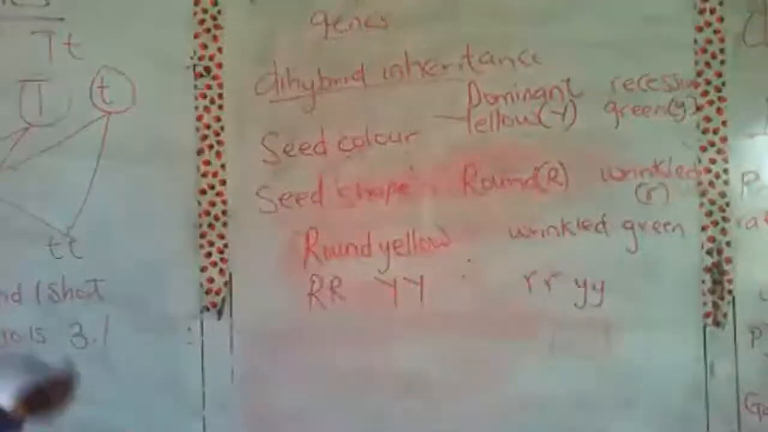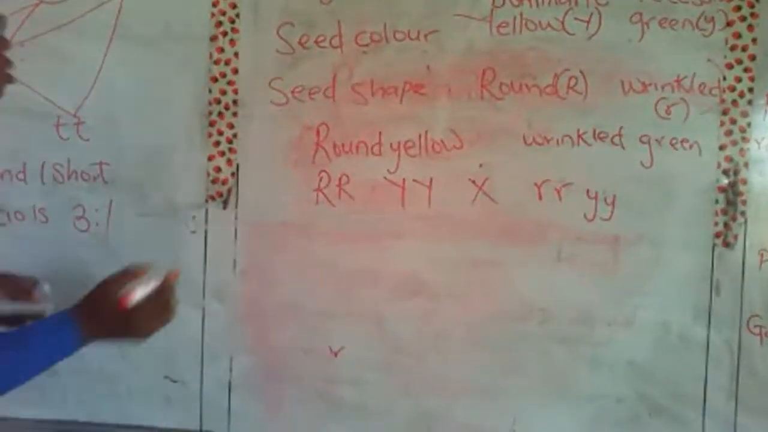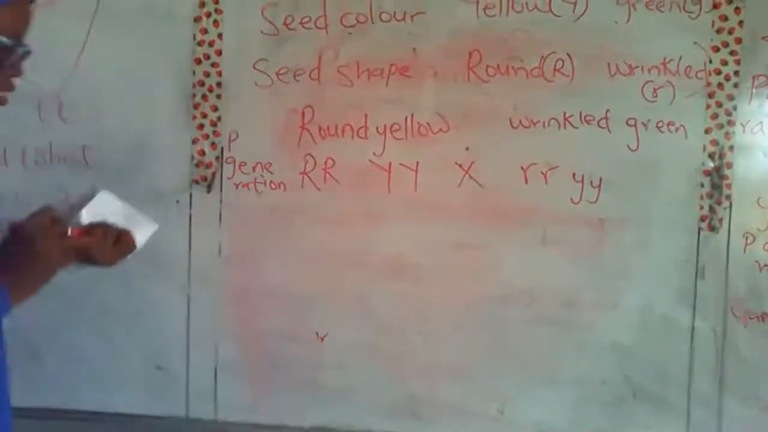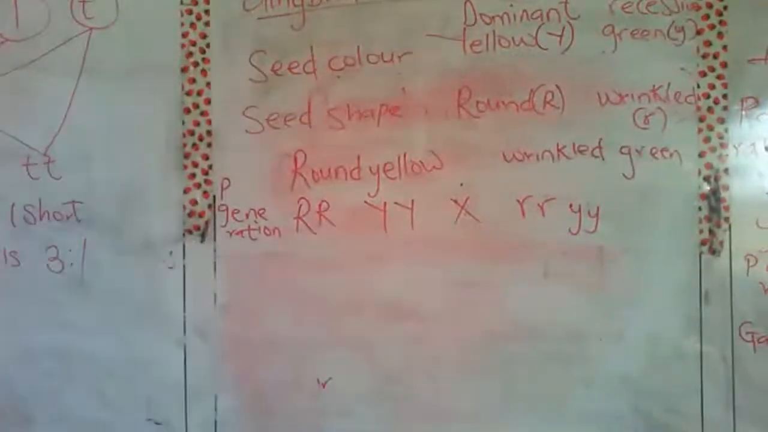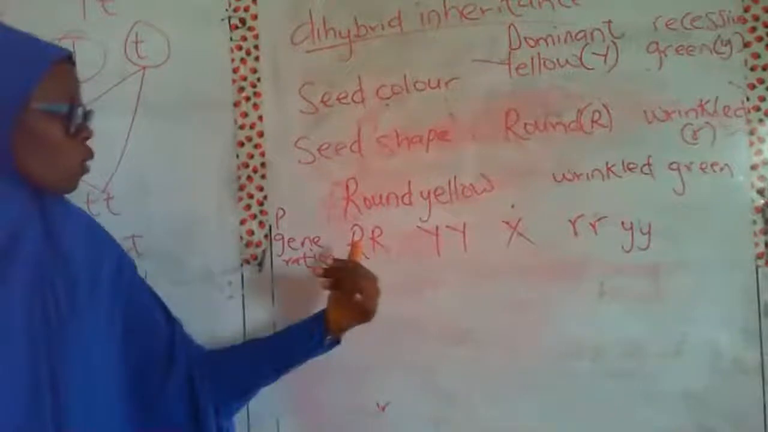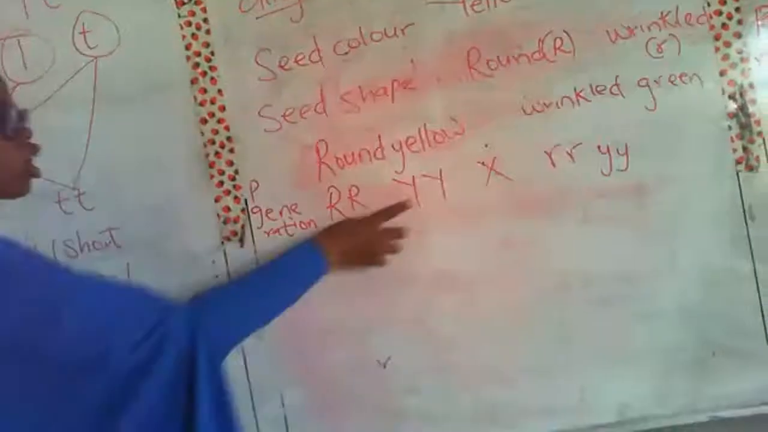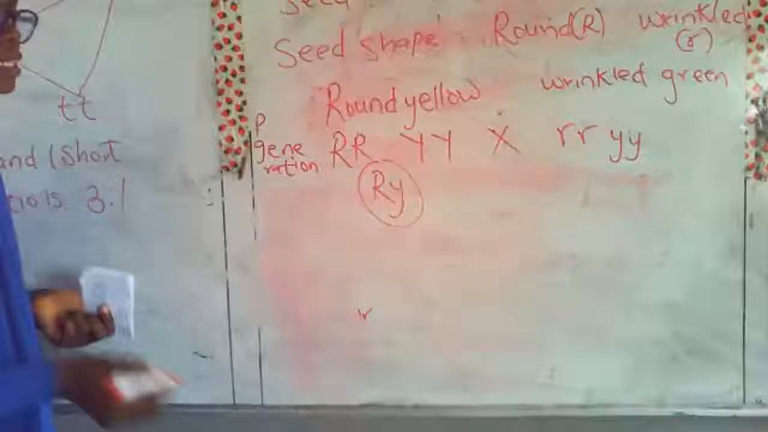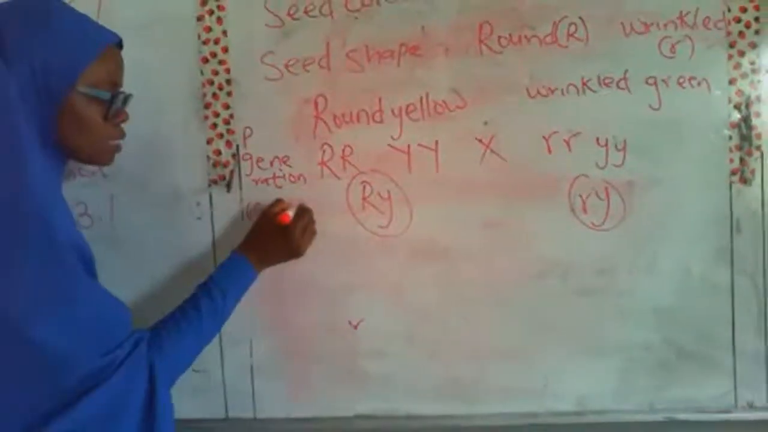Then there's supposed to be a cross here. This is the P generation. Let's write this, because if we don't write this, we are losing marks already. So now, I said the gamete inherits only one copy of the allele. Meaning the gamete will inherit only one here, one here, and all of them are inherited together, meaning that we have capital letter RY. So this is the gamete. Then small letter ry, this is also a gamete.